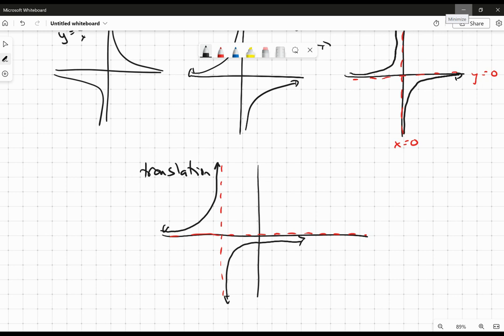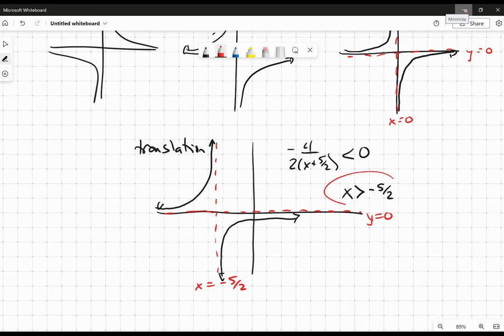And now I can ask, where is that graph, which is now negative 4 over 2 times x plus 5 halves, less than 0? Well, that graph is below the x-axis whenever the x value that I plug in is greater than negative 5 halves down here. x equals negative 5 halves, that's my vertical asymptote. So as long as that is true, my graph will be less than 0, below the x-axis.